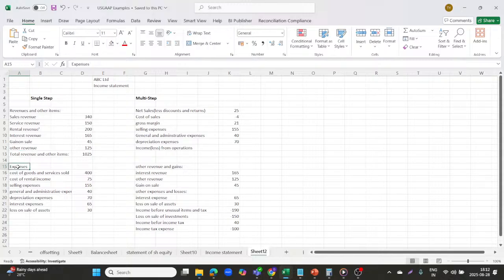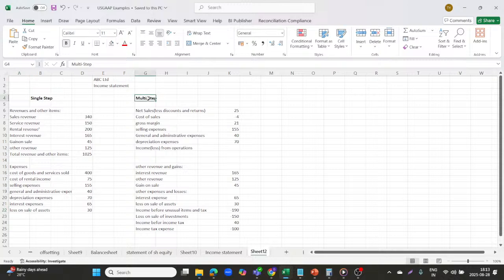Then you have expenses, which shows the cost of goods and services sold. Then you have cost of rental income, selling expenses, general and administrative expenses, depreciation expense, interest expense, loss on assets. So this revenue minus expense will show you the total, the net profit. Okay, so this is how it is followed.